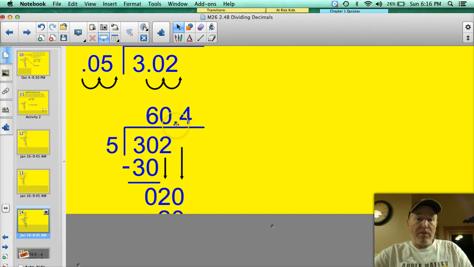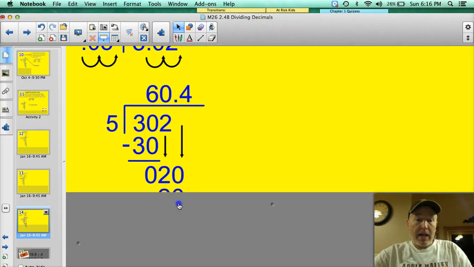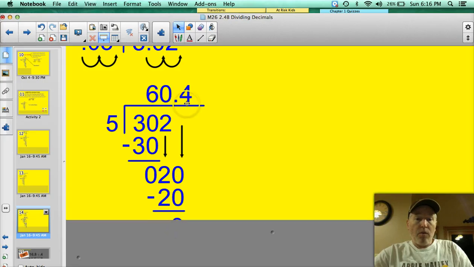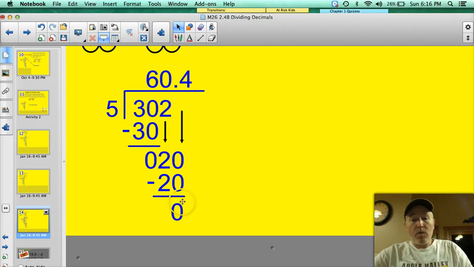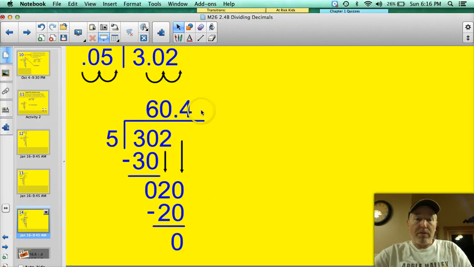Now, don't forget, you have to put the decimal up, because you brought this number down. Now you're bringing down another 0, and there isn't a 0 there, so you've got to put that decimal in. I bring the 0 down. Does 5 go into 20? Yes, it goes in there 4 times. So 4 times 5 is 20, and 20 minus 20, you have 0 for remainder. So you have 60.4 as your quotient.